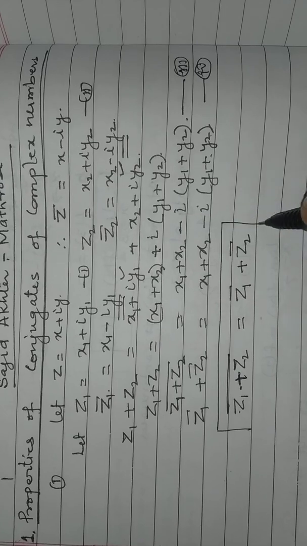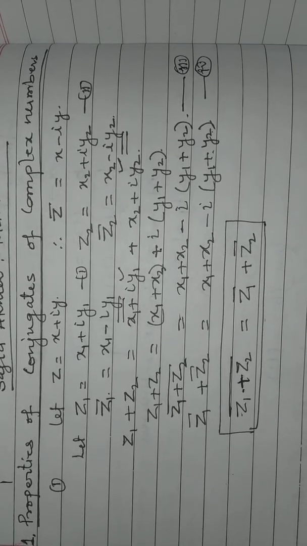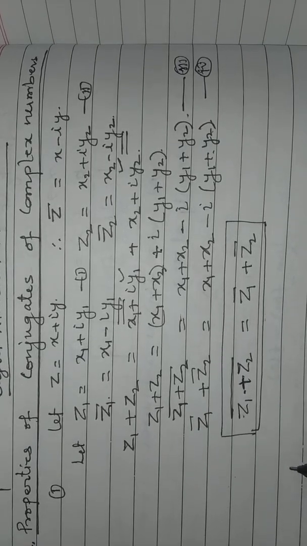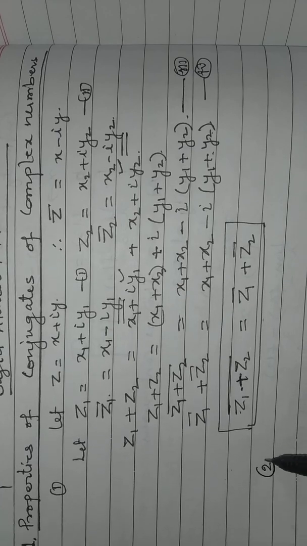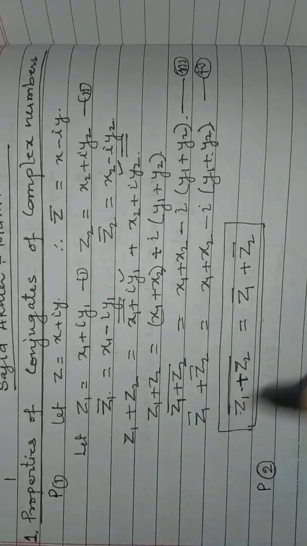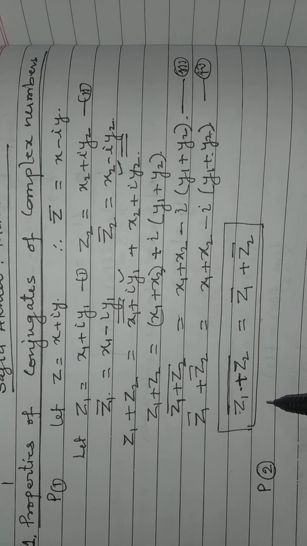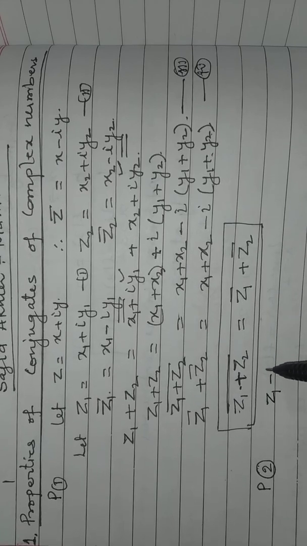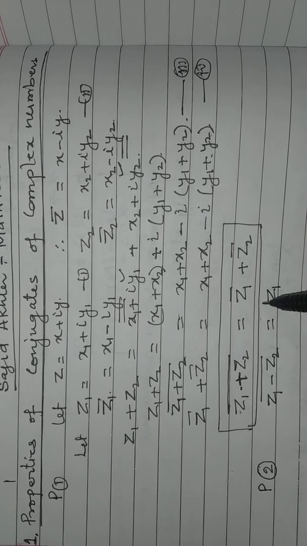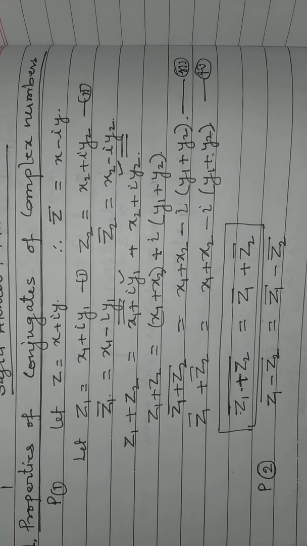So you have to remember this. Proof will not be in the examination. You will have to remember this. So now this is the first property of conjugates, P1. Now the second property, P2: similarly, you can see the conjugate of z1 minus z2 is equal to z1 conjugate minus z2 conjugate. You can see it.